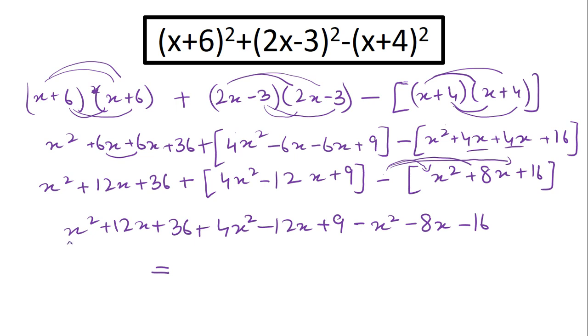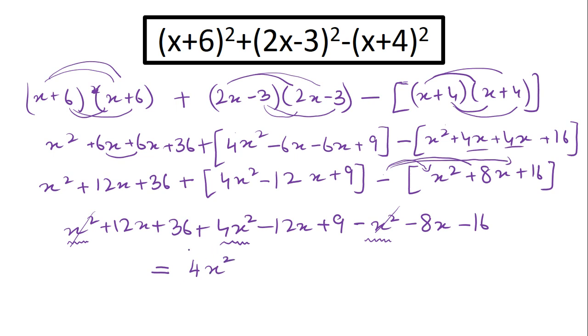Now do I have a like term with the x squared? Yes, I do. x squared, 4x squared, and minus x squared. So if I do 1 plus 4, that is 5x squared, and then 5 minus 1 is 4x squared. Or I can just simply do x squared minus x squared. So it's like 1 minus 1 is 0. So anyway, I end up with 4x squared. So x squared minus x squared is 0, and then I'm remaining with 4x squared.